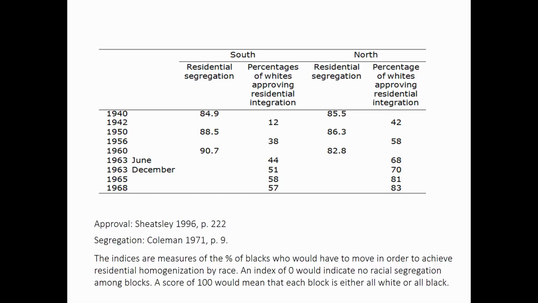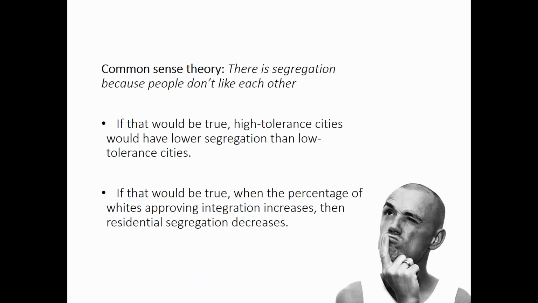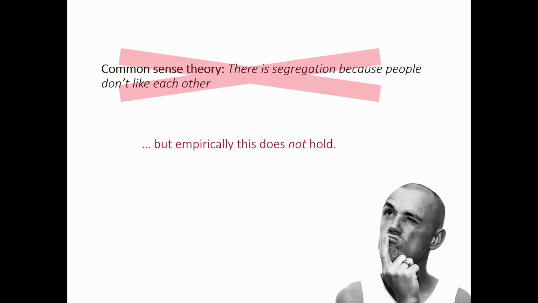So you see, again we refuted an implication of our most favored explanation. It's not true. We cannot find empirical support for our initial suggestion. So our common sense theory, that there is segregation because people don't like each other, we don't have empirical evidence for it. I just showed you why, right? Because the implications that would follow from that are not true.